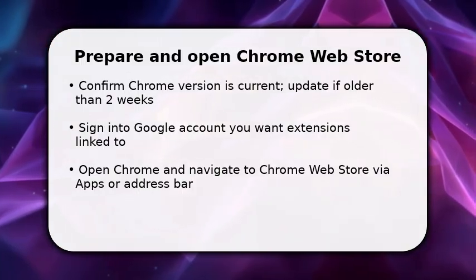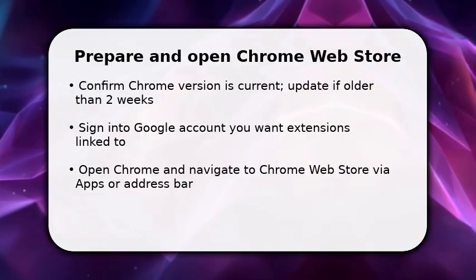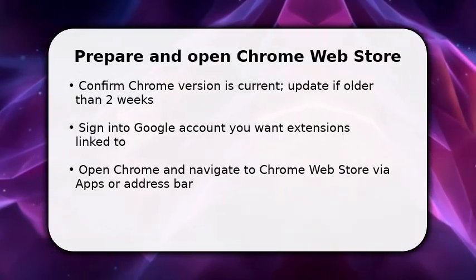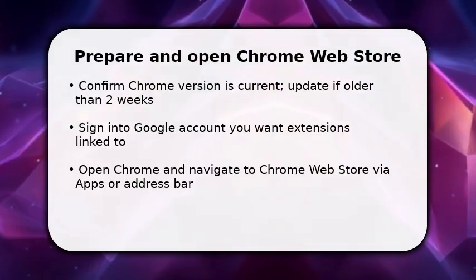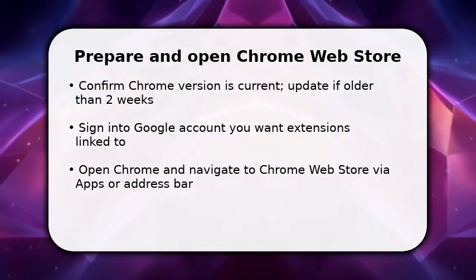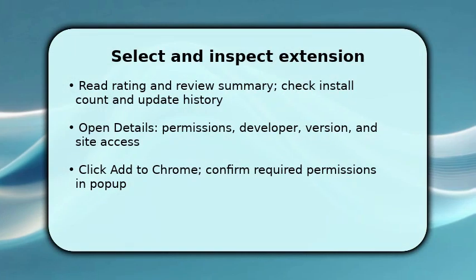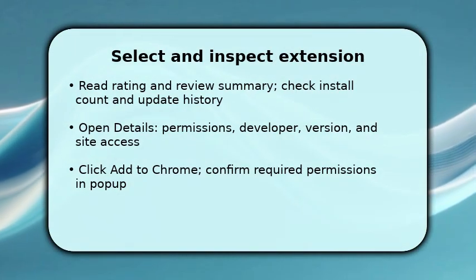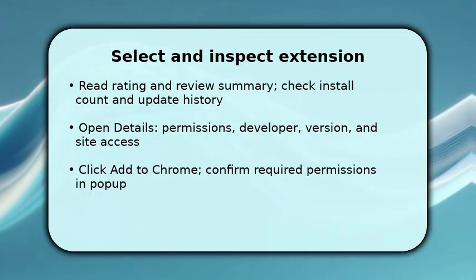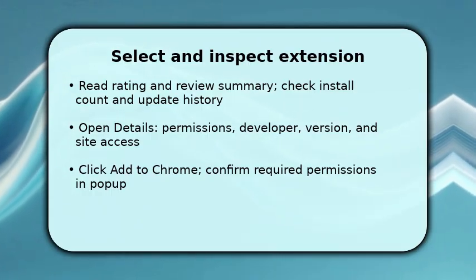Next, search the extension by name or browse categories. This gets you to the extension listing ready for installation. You now pick the extension and inspect the listing. Ratings, install numbers, and last updated date tell you if it's maintained. Once selected, open details to read permissions and developer information. This explains what the extension will access and why.